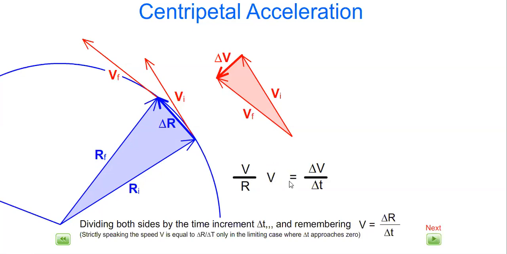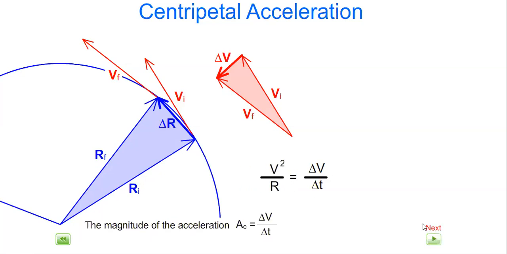So now I have two velocities, and we can just group them together and they'll be squared. And if you remember, your change in velocity divided by your change in time is known as your acceleration. We can just do that quick little replacement. And this acceleration is explaining how the direction of our velocity vectors are changing. This is known as your centripetal acceleration.